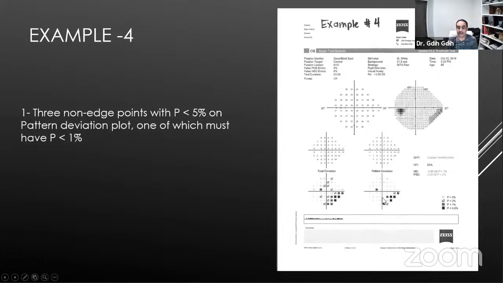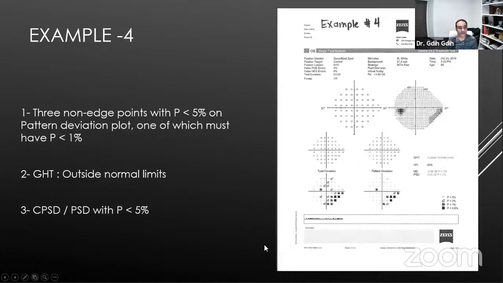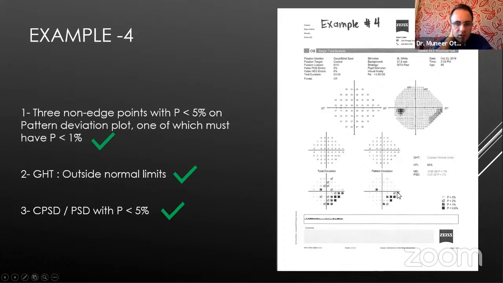And then it's repeatable on total and pattern deviation. And GHT, outside normal limits. PSD, less than 2%. Then we have check marks here, yes, yes, yes, it is glaucomatous, inferior nasal step. Great. Right, one more question.